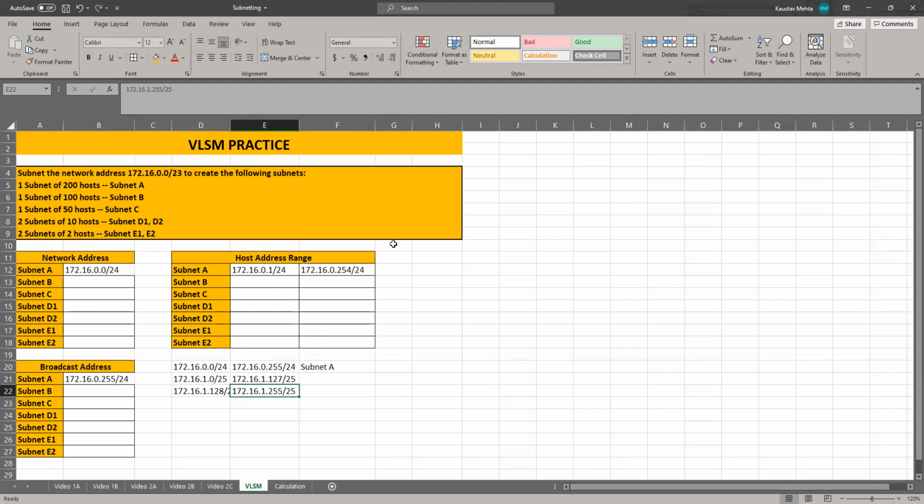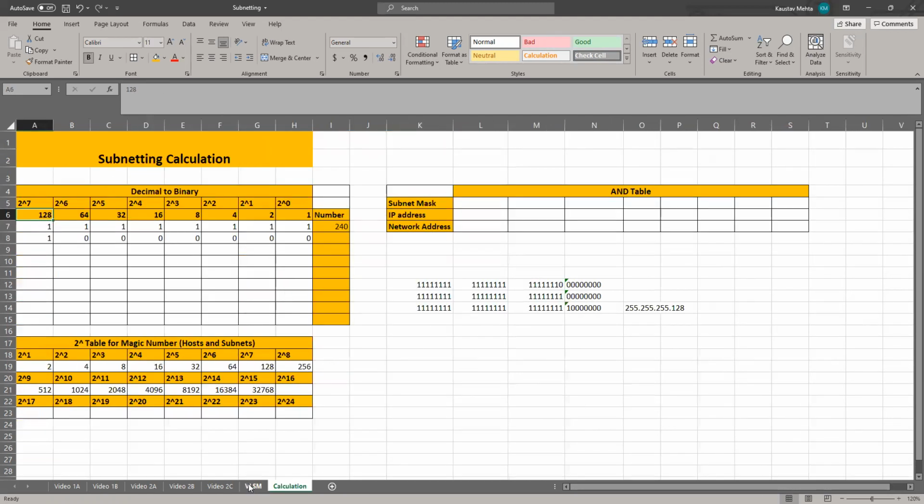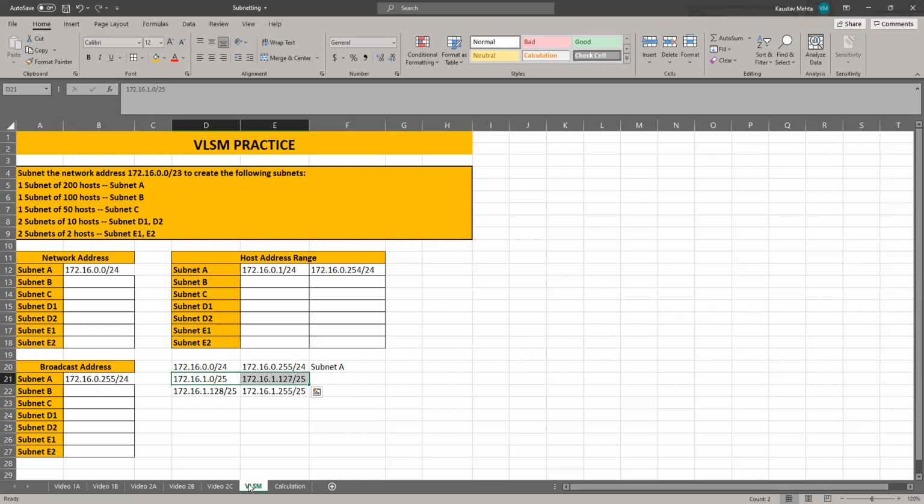So now we know that this one here has 7 host bits left, because 7 zeros, so 2 to the power 7 minus 2, that is 126, which means that it satisfies our subnet B requirements as well. So we can go and title it subnet B now. Okay, now we're left with this IP address to work with, and we have gotten our values for subnet B, so we'll just plop that in.